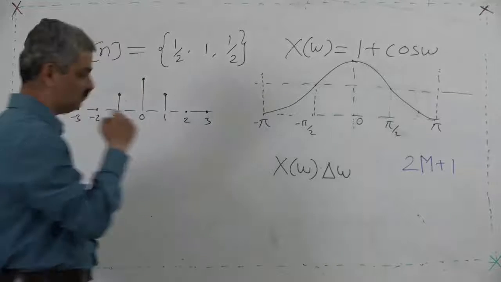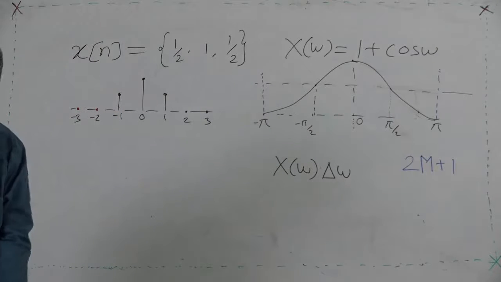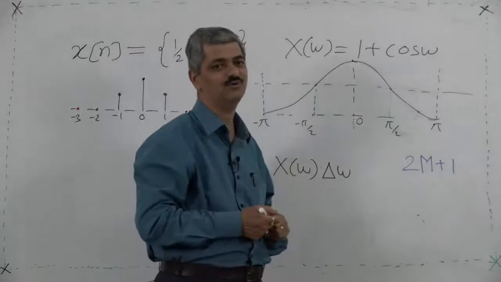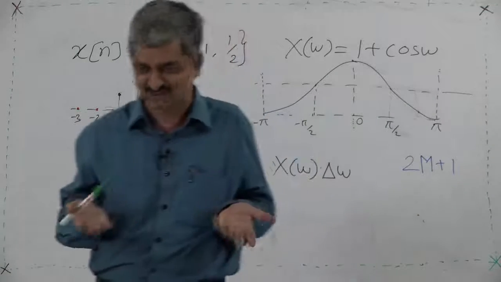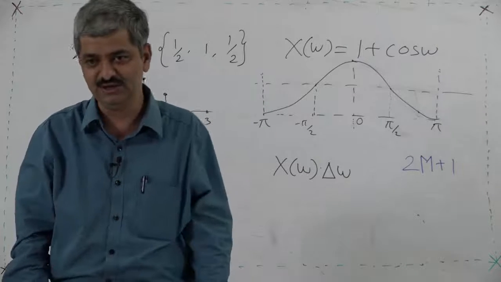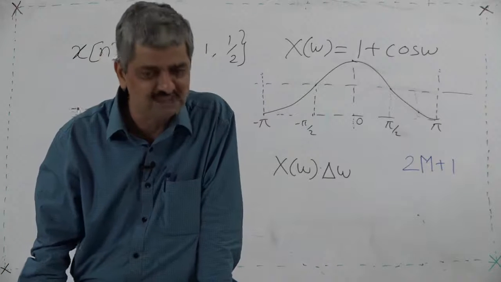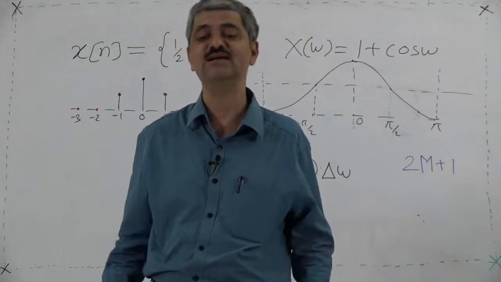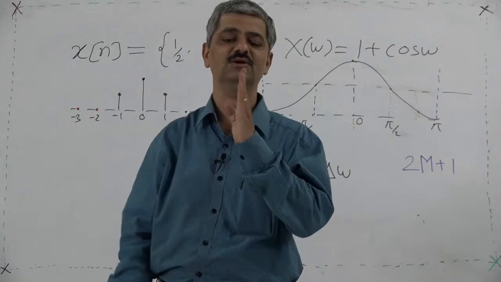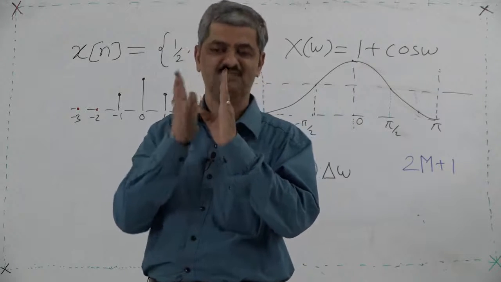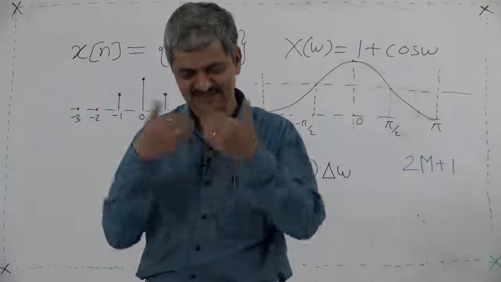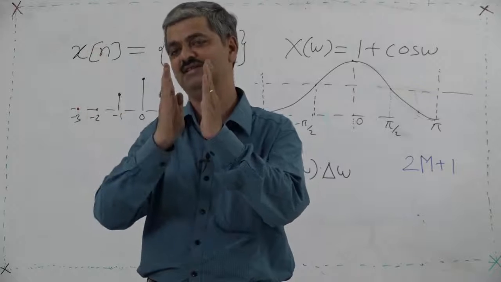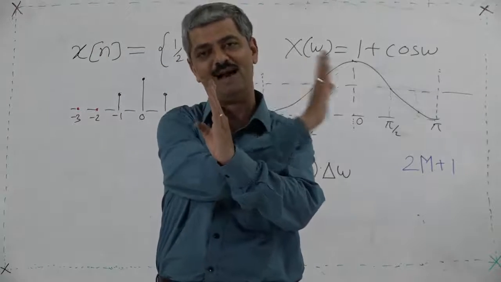After dividing it into 2M plus 1 strips, how do I divide? You can start with one strip, which is no division, then 3 strips. If you decide to divide into 3 strips, how would the 3 strips be? Each strip would be of 2 pi by 3, that is 120 degrees. So, minus pi by 3 to plus pi by 3 is the middle strip, minus pi to minus pi by 3 is the left hand strip, pi by 3 to pi is the right hand strip.